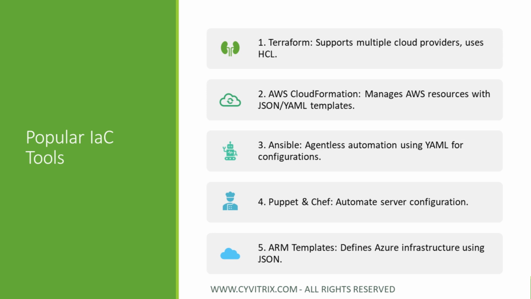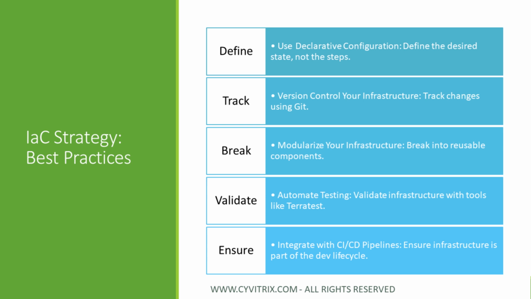To successfully adopt infrastructure as code, organizations must follow strategic best practices. One important strategy is to use declarative configuration, which allows teams to define the desired state of their infrastructure without specifying the exact steps needed to achieve it. Tools like Terraform and CloudFormation use this approach, making it easier to manage infrastructure changes. Another key practice is to version control infrastructure by storing configuration files in systems like Git, which ensures that all changes are tracked and can be audited.